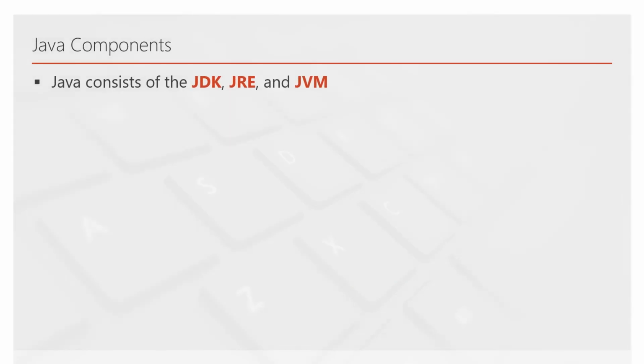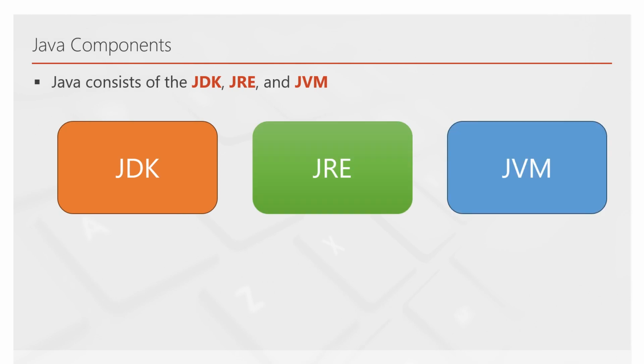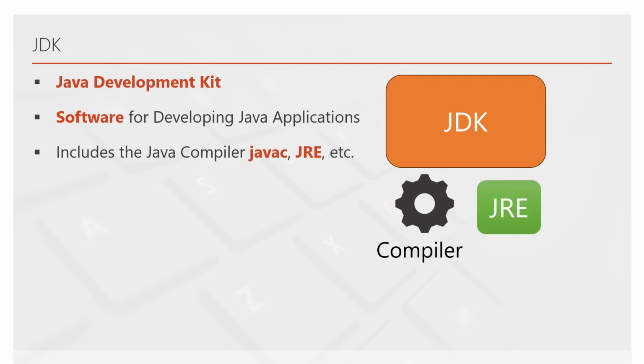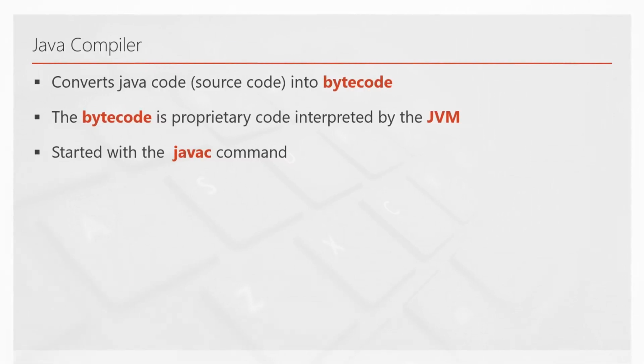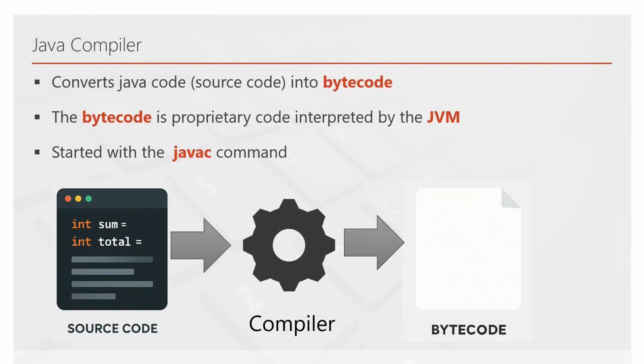Java is made up of the following components: the JDK, the JRE, and the JVM. The JDK stands for the Java Development Kit, and this is software that lets you develop Java applications. The JDK includes the Java compiler and the JRE. The Java compiler converts your source code into bytecode, and bytecode is proprietary code that is interpreted by the JVM or Java Virtual Machine, and this gets started when the Java compiler runs.